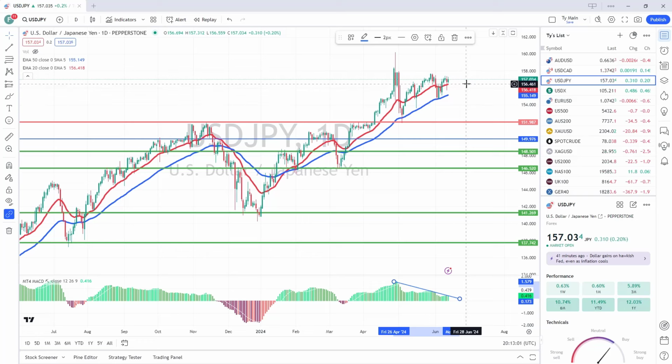A break under the 20 moving average, however, and we'd be looking for moves back down to that sort of 154.80 to 155 level. So really it's just a bit of a zone. You've got your top line here at 157.50. I'll pop a line there.